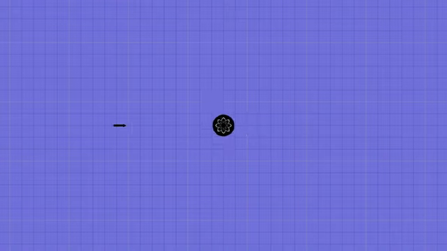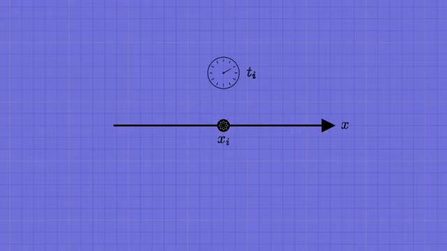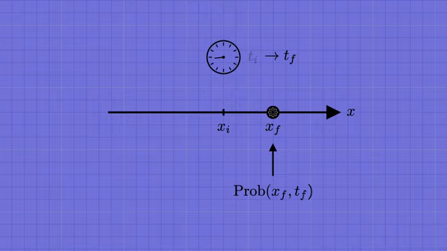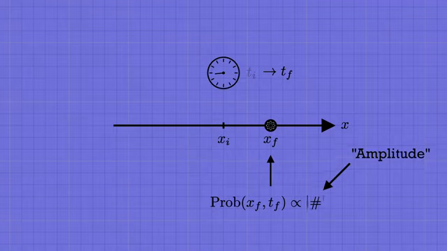What we're interested in here is the probability for a quantum particle that started at position x_i at time t_i to be found at position x_f at a later time t_f. Generally speaking, to find a probability in quantum mechanics, we start by writing down a complex number called an amplitude. And then we take the absolute value of the amplitude and square it to obtain the actual probability.